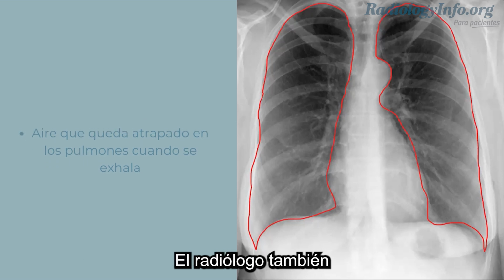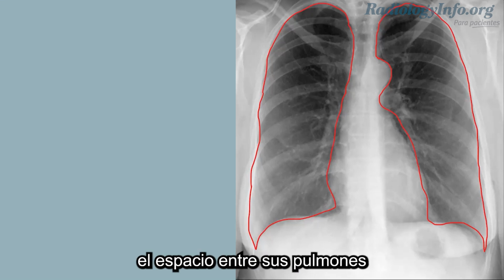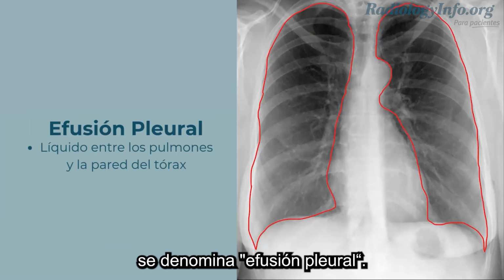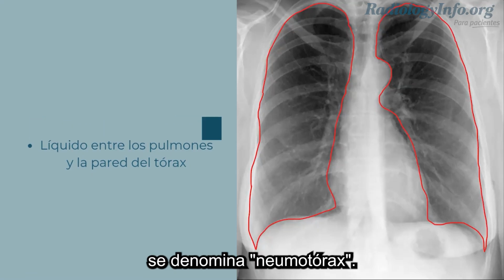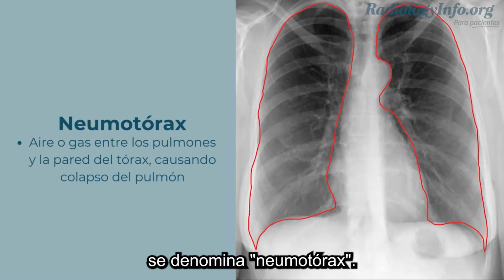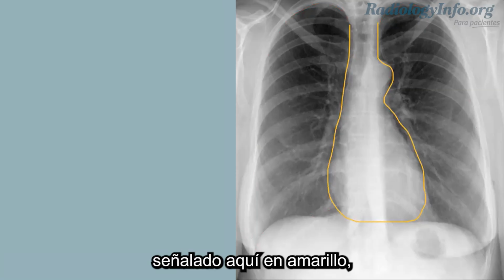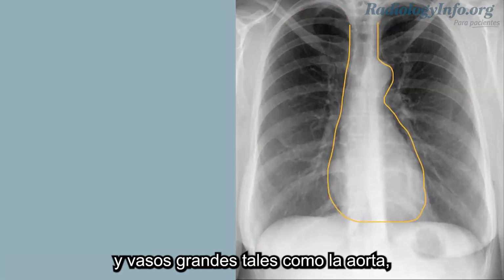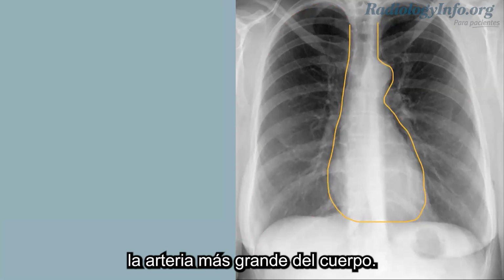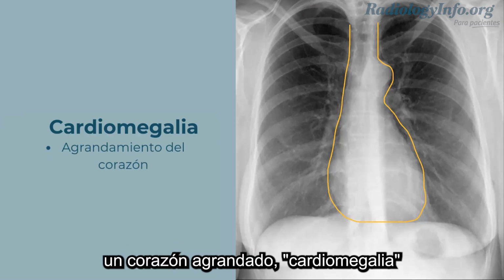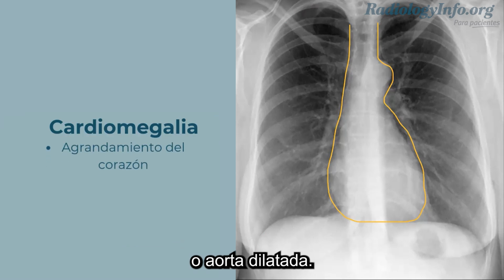The radiologist will also look at the pleural space, the space between your lungs and the chest wall. If there is fluid in that space, it is called a pleural effusion. If there is air in that space, it is called a pneumothorax. The radiologist will check the contours of the mediastinum, outlined here in yellow, which includes your heart and large vessels like the aorta, the largest artery in the body. If it is normal, you may see the phrase, the cardiomediastinal silhouette is normal. Conversely, you may notice an enlarged heart, cardiomegaly, or dilated aorta.